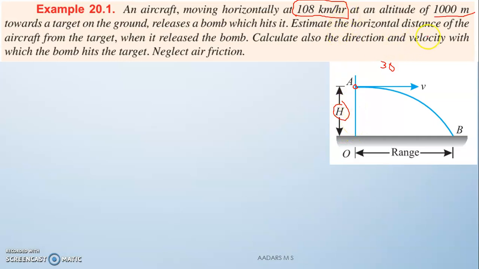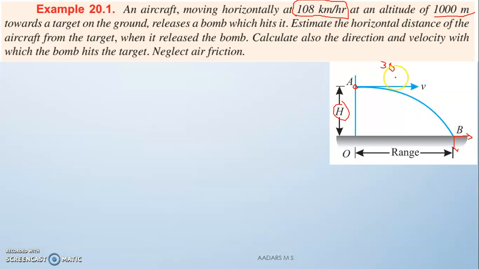Estimate the horizontal distance of the aircraft from the target. They are asked to find out the range and also calculate the direction and velocity with which the bomb hits the target. The bomb is released with a velocity of 30 meter per second. Initially it doesn't have any vertical component, but while hitting it will have both horizontal and vertical components.